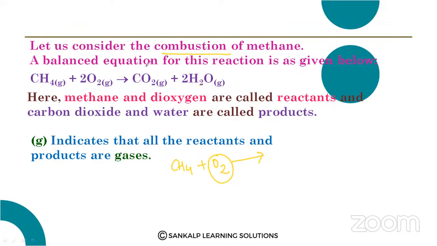products. This small subscript g indicates the state. Here all the reactants and products are in gaseous state. If it is small s, it is in solid state. If it is l, it is in liquid state. So this represents the state of the reactants and products. Here all these reactants and products are in gaseous state.